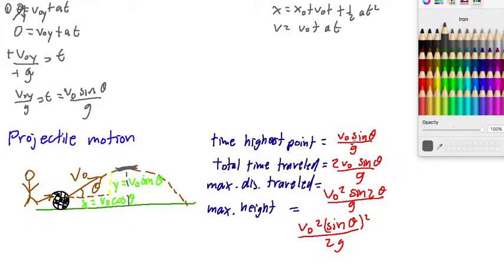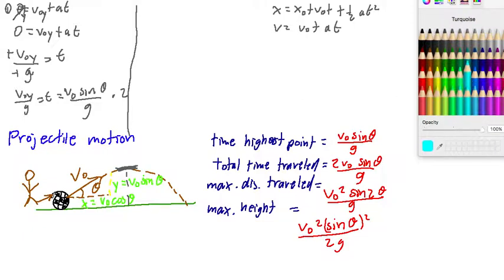Exactly what we gave over here. All right, now for the total distance traveled, whatever goes up to the highest point must come down to the highest point. So you're just going to multiply this times 2 for the total time, and that is what we have right here.